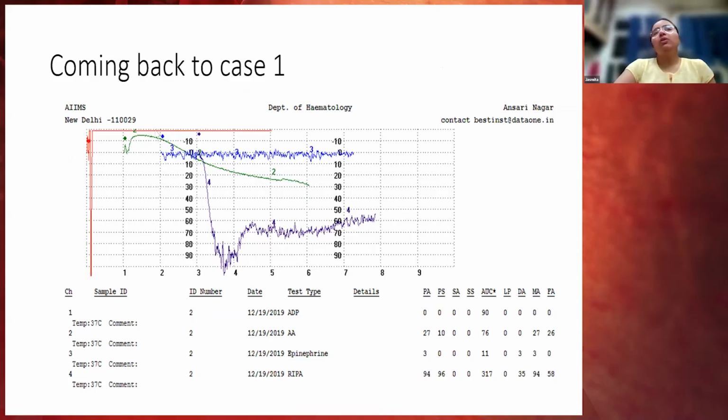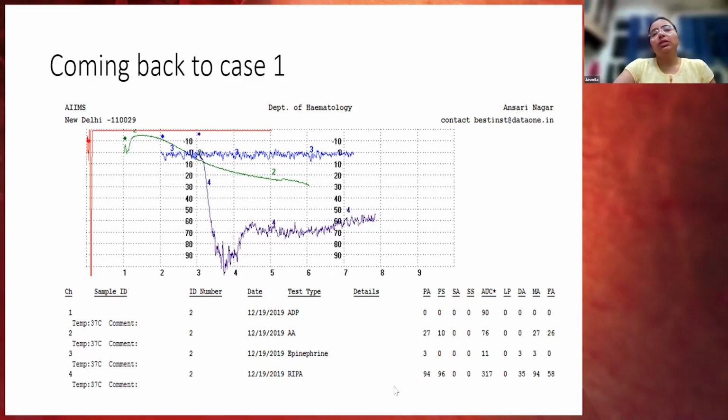So in case one, the number one graph is that of ADP, and it is a flat line. Number two is arachidonic acid, the green one, and you can see that the aggregation is there but it is reduced. The third is epinephrine, and you can clearly see that it has sort of failed. There is a failure to start aggregation with epinephrine also.